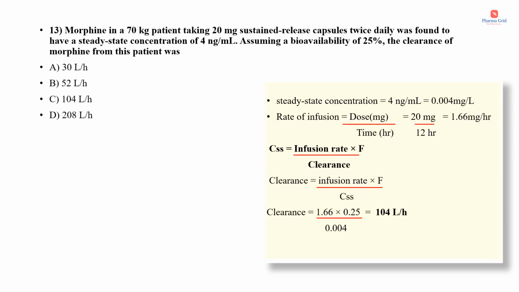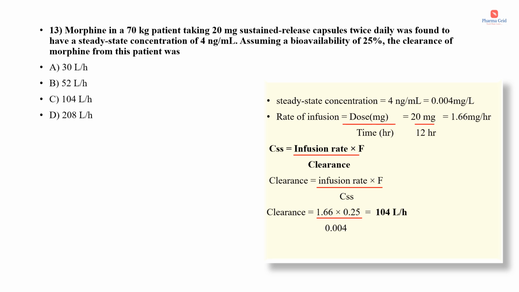Next one: morphine in a 70 kilogram patient taking 20 milligram sustained release capsules twice daily was found to have a steady state concentration of 4 nanogram per ml. Assuming a bioavailability of 25%, the clearance of morphine from this patient was. So in this question, we need to calculate the clearance of morphine.